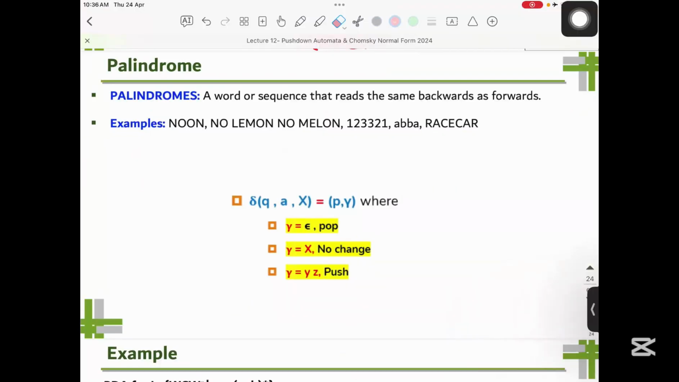Bismillahirrahmanirrahim. In the previous lecture, we were discussing different examples of the pushdown automata. Let's see some more examples here.